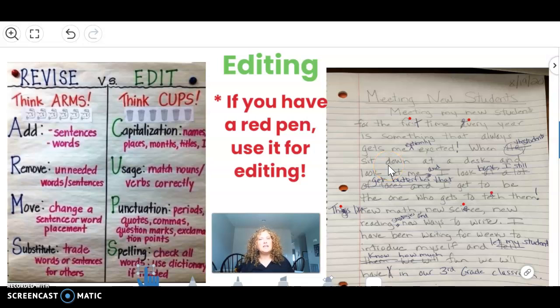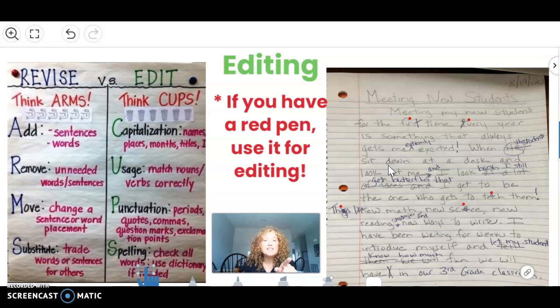This is just the next Canvas slide. And we're going to also talk today about editing. So what does it mean and how do you do it? If you look at our anchor chart again, but go to the other side, it says edit. And it has, think CUPS. That's the acronym CUPS. So how does that help us remember about editing?